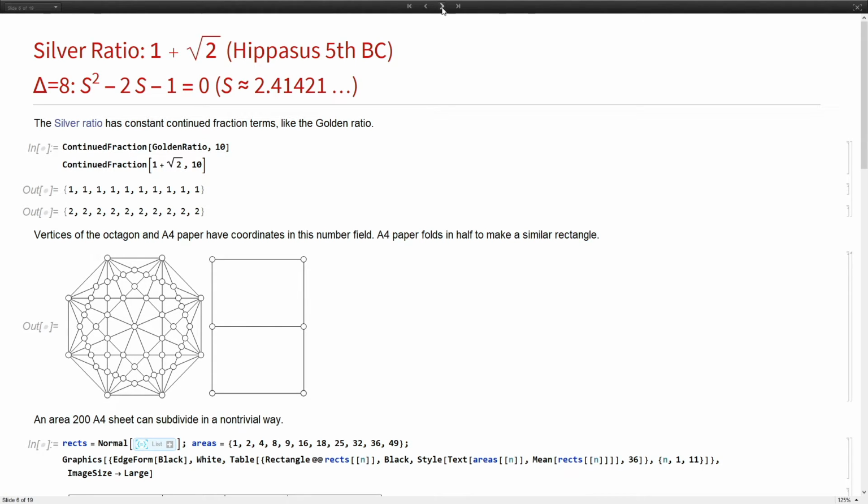So another famous one is based on the square root of 2. Hippasus made this famous and then was killed, unfortunately, because they didn't like the fact that he proved it was irrational. So A4 paper is based on the square root of 2. If you fold it in half, you get two similar rectangles. This is also the same algebraic field used for making the regular octagon, and also all the intersection points. And here's how these intersection points look as tuples within this algebraic number field.